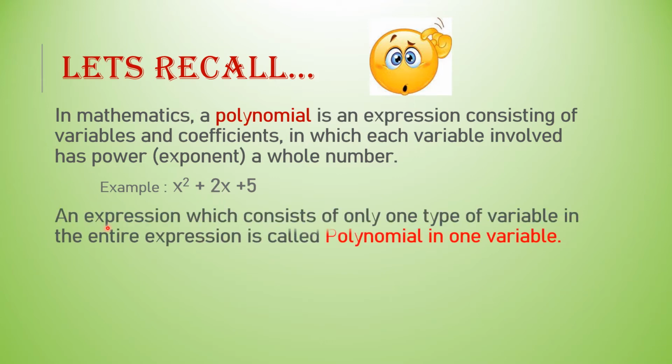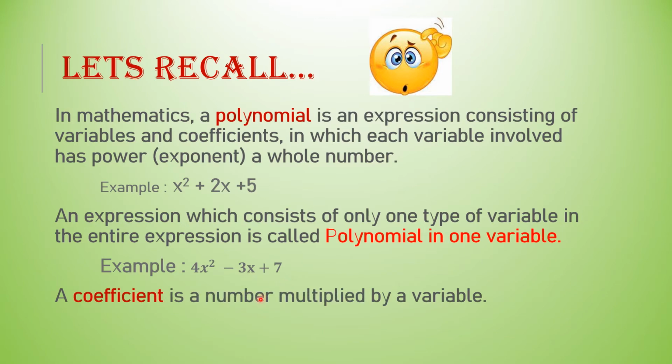An expression which consists of only one type of variable in the entire expression is called a polynomial in one variable. Example, 4x squared minus 3x plus 7. Here, x is the only variable that is present and 2 is a whole number. Hence, it is a polynomial in one variable. A coefficient is a number multiplied by a variable.